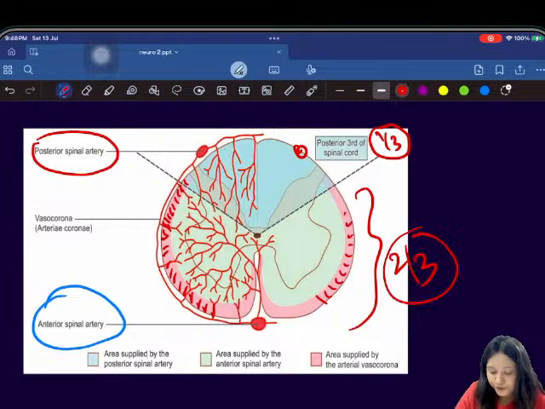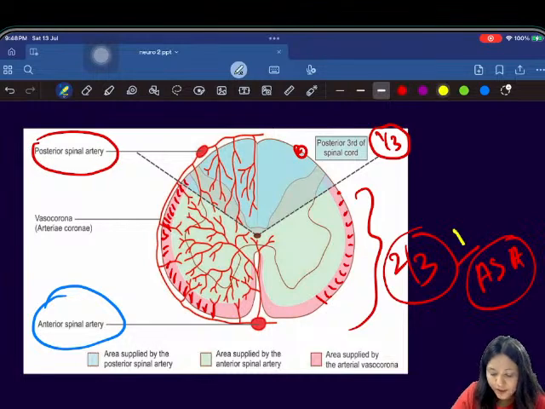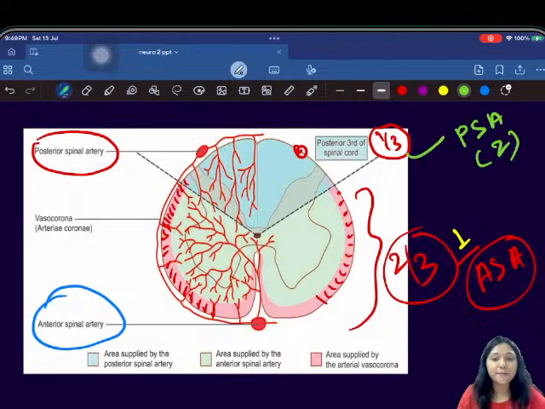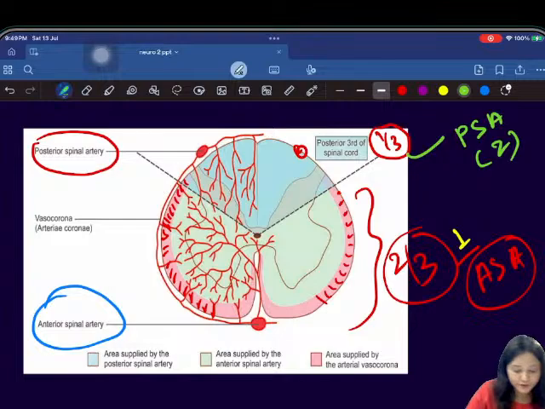So the anterior 2/3 is supplied by the anterior spinal artery, and it is 1 in number, and the posterior 1/3 is supplied by your posterior spinal arteries. They are 2 in number. So you will get a question on this.